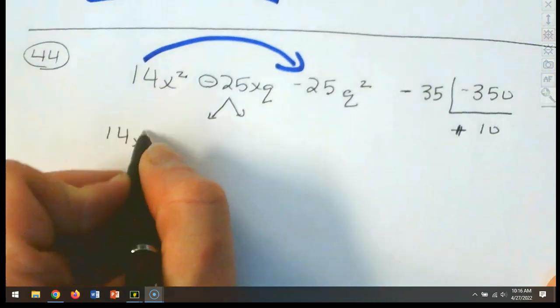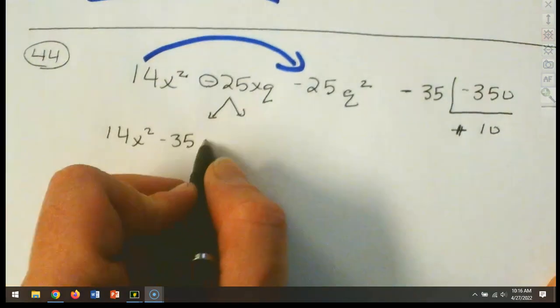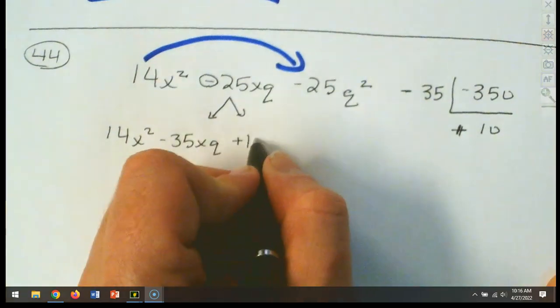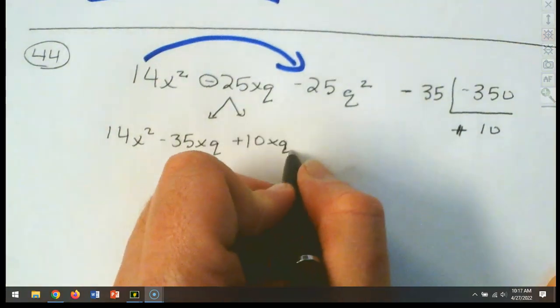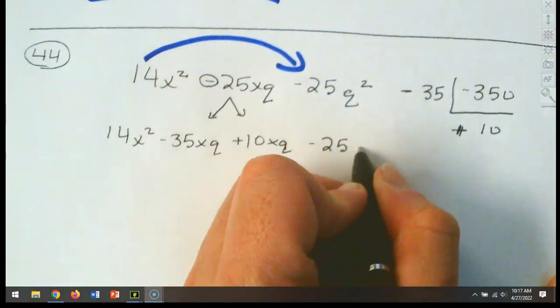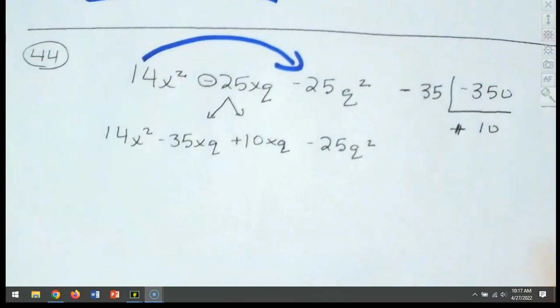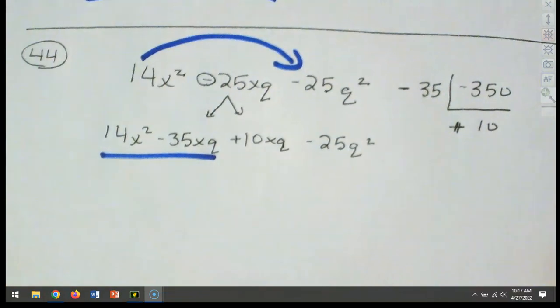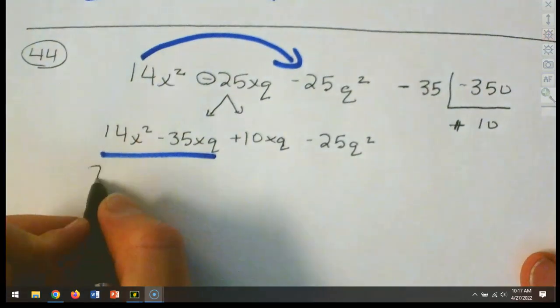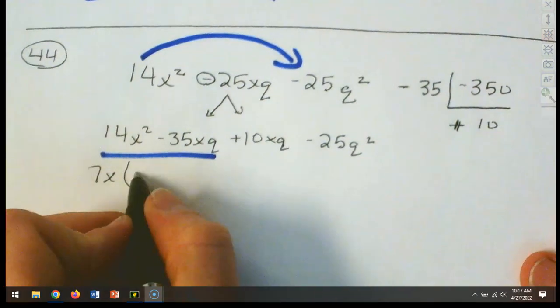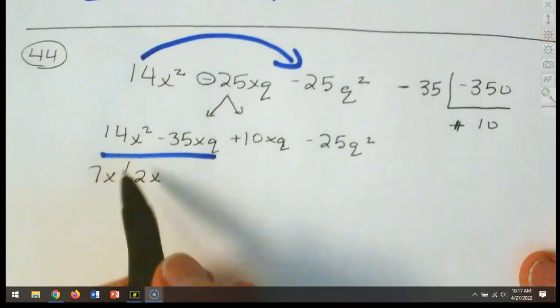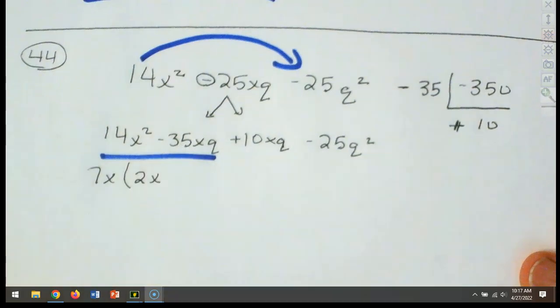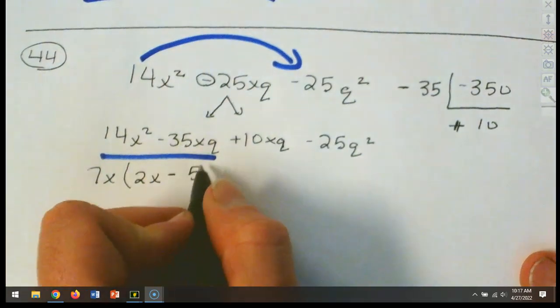So 14x squared, we've got a minus 35xq, a positive 10xq, and a minus 25q squared. Okay, what can come out of here? Well, we've got a 14 and a 35. I think they both have a 7 in common and an x. And that leaves us with a 2x. And then 35 divided by 7, the negative comes down. It's going to make it a negative 5.